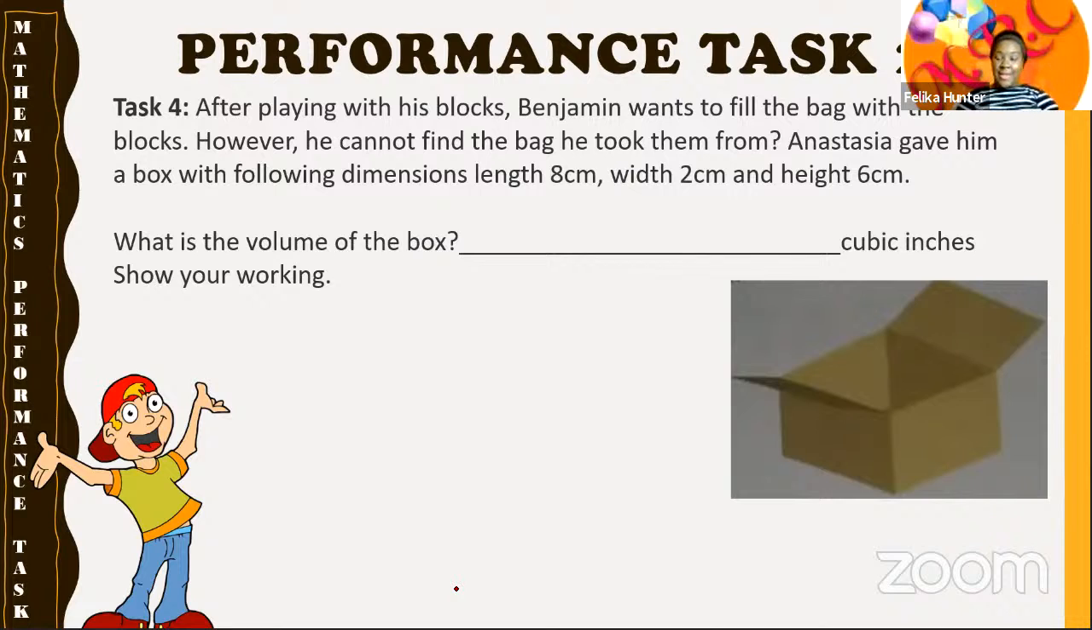All right. So after playing with his blocks, Benjamin is your little baby brother, and he was there playing with those blocks. And after playing with them, he can't find the bag that he had them in. So you, as the bigger sister, say, okay, let me give you a box. So Anastasia gave him a box. And let's look at the dimensions of the box now. The length of the box, 8 centimeters. The width of the box, 2 centimeters. And the height, 6 centimeters.